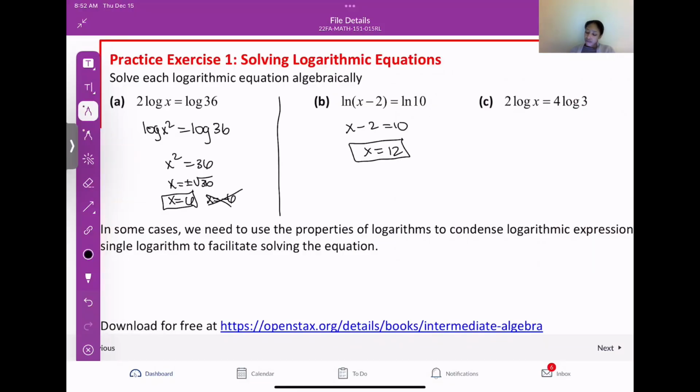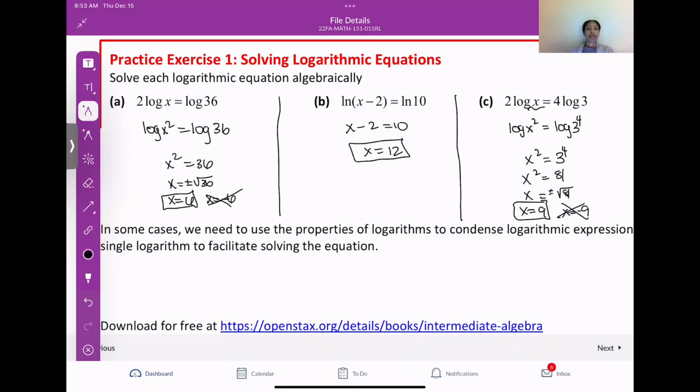That's it. And for part C, 2 log of x equals 4 log of 3. We can write the left-hand side as log of x squared and write the right-hand side as log of 3 to the 4th power. And then we'll get x squared equals 3 to the 4th power. So that's x squared is equal to 81. And x would be equal to plus or minus the square root of 81. So that's positive 9 and negative 9. But again, we can't take log of negative 9. So we can ignore that solution, and x equals 9 would be our only solution.